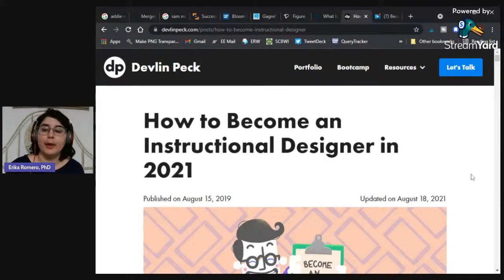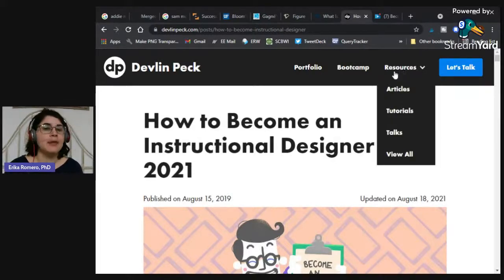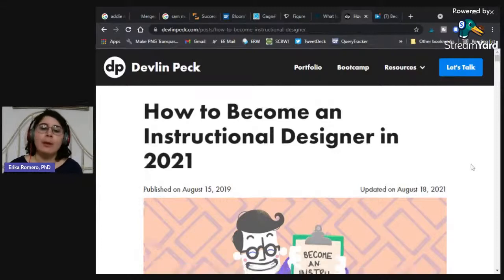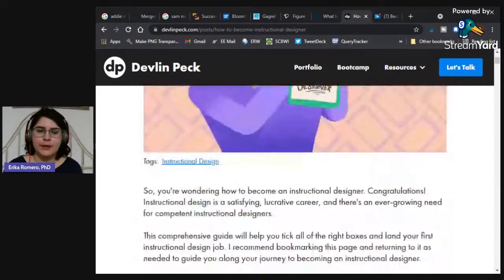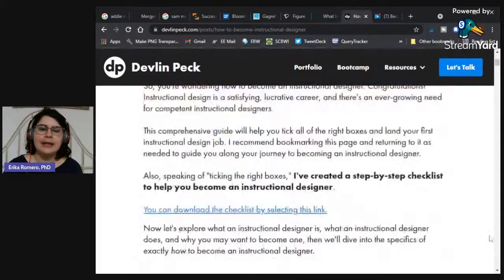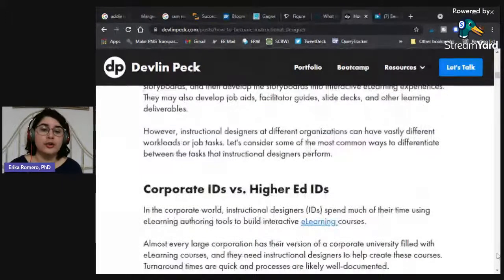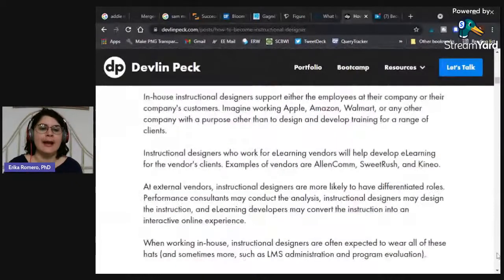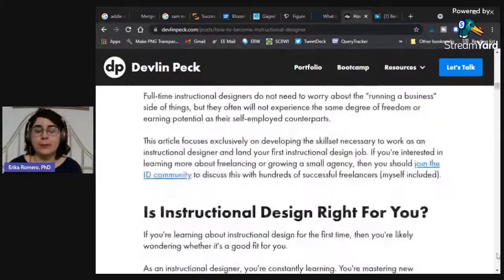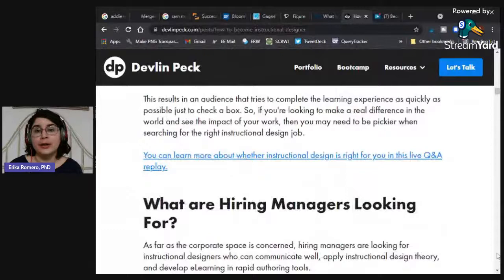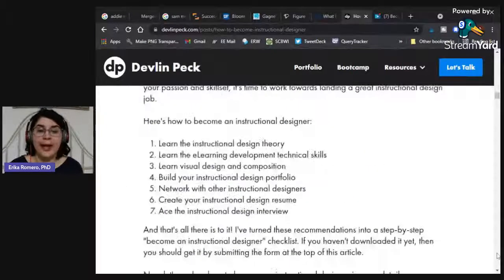And he has this particular post, which I've linked below, called How to Become One in 2021, right? And so he has other resources here that you can look at, his portfolio that you can see as well. But one thing I wanted to point out here, for those of you who are interested in the career itself, is he goes through important elements to know about instructional design. So corporate versus higher ed IDs, for example. And then if you go down here, self-employed versus full-time, being hired as an employee. And he goes through some really important theories that you should know.